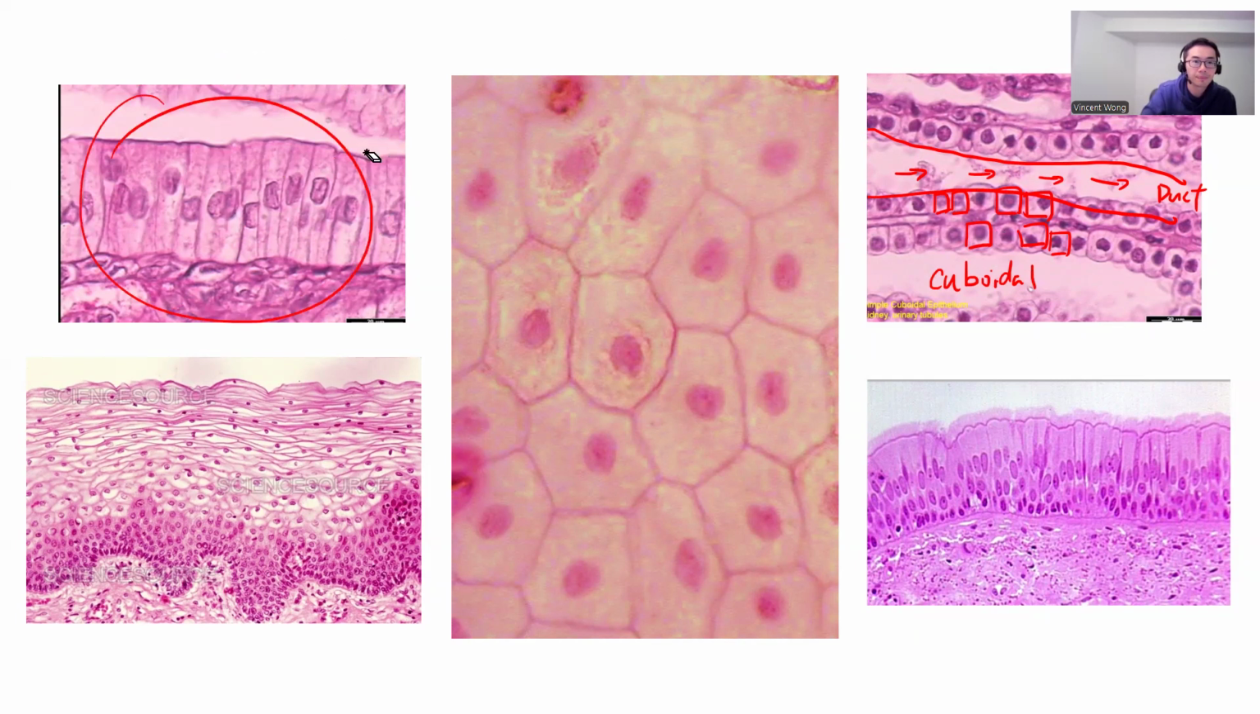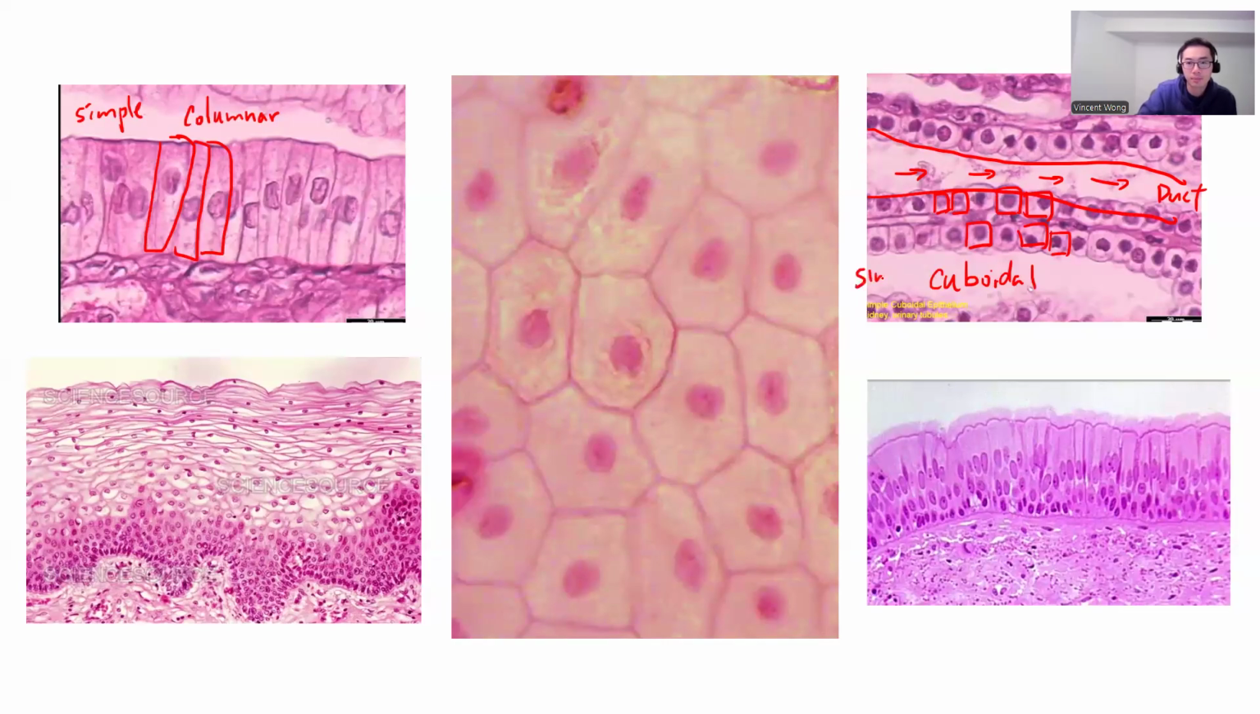These are more rectangular in shape. So those are columnar. Okay, you will have to identify these pictures on the test. But again, nothing crazy. It's just what I'm showing you here.